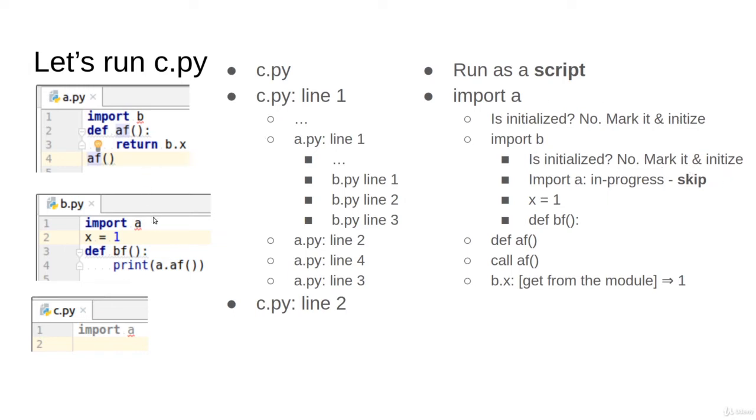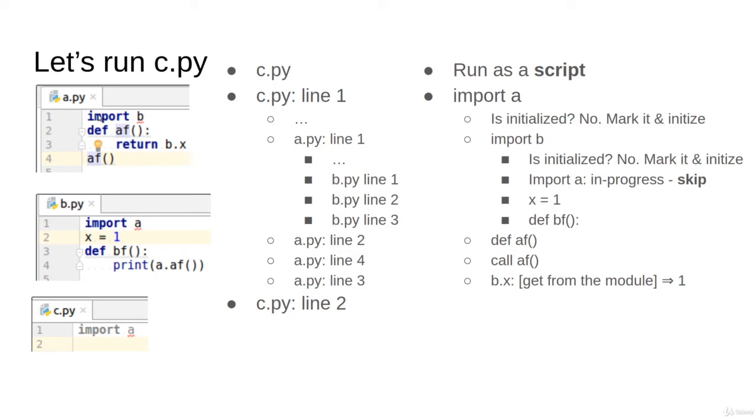Now we jump inside file B. In line number 1, it says import A. But wait a second, we are already in progress initializing A. So it will skip it and go back. Observe here that we didn't trace the whole of A again, so these functions aren't defined at the moment in B. In A, this function AF isn't initialized now.